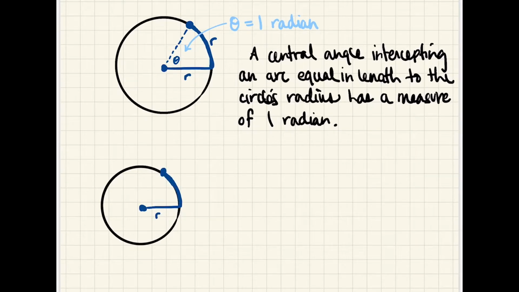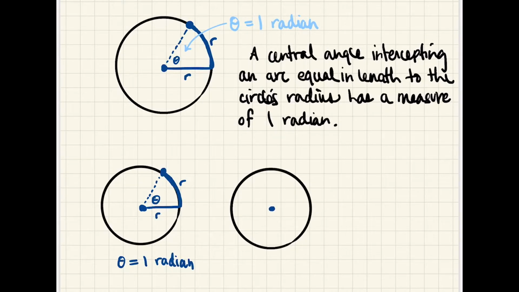So again, if you have a circle of radius r, and you walk a length of r along the arc of that circle, then the central angle has a measure of 1 radian. If instead of walking just one length of the radius, you walked a second length of the radius, so here we have a radius of r and an arc length of 2r, then we would say here theta is equal to 2 radians.